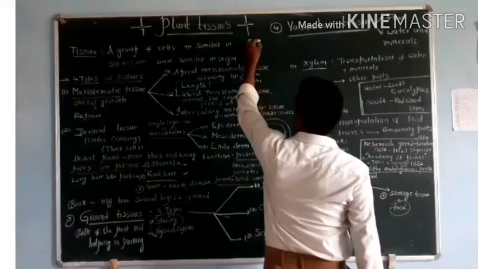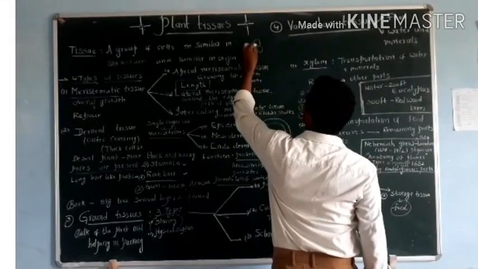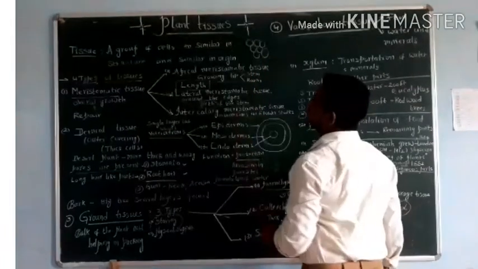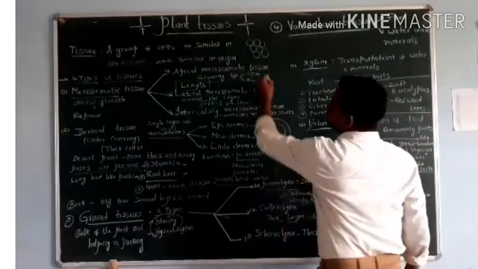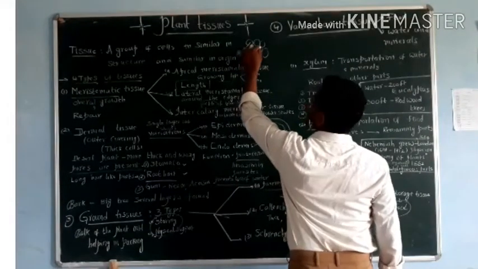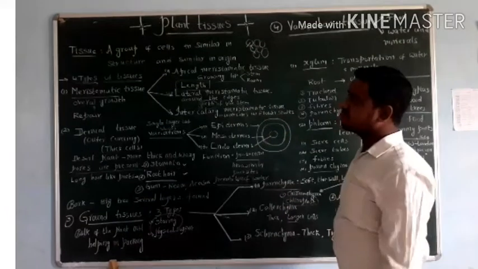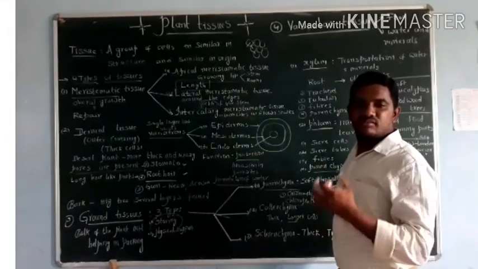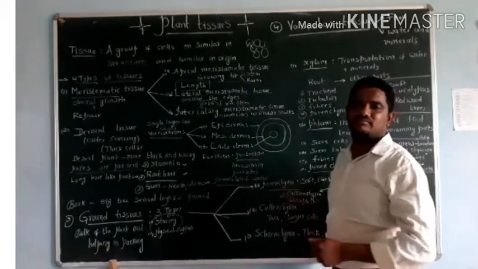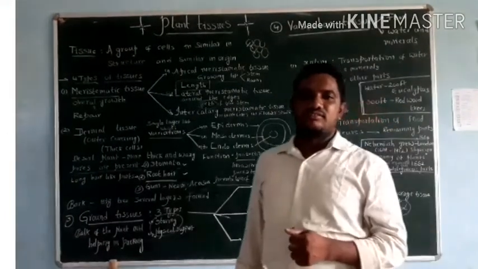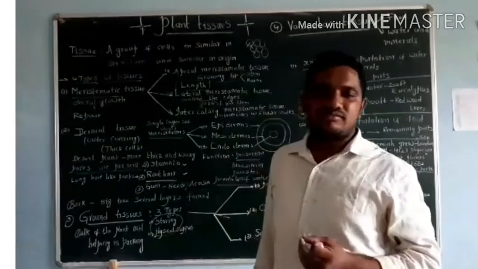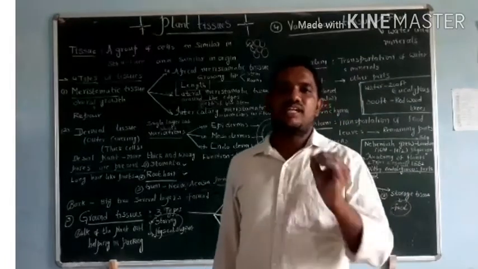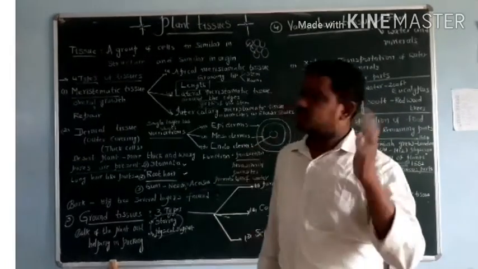Take a group of cells, many cells. The structure is the same from one cell to another, and the origin is also the same. If cells are similar in origin and similar in structure, that is called tissue.